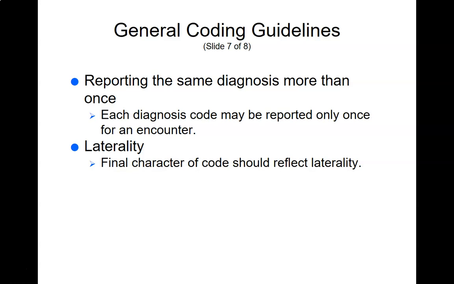Laterality is the final character of the code to reflect the laterality. The right side is always character 1, and the left side is always character 2. In those situations when a bilateral code is given, the bilateral character is always 3. If the side is not identified, an unspecified code is provided, which is either a character 0 or 9, depending on whether it is a 5th or 6th-digit character.